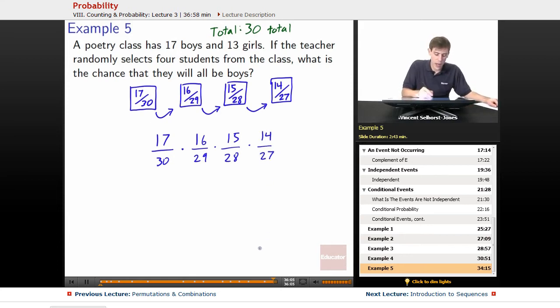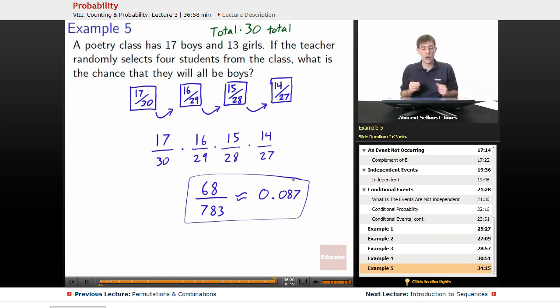We work that out, and that winds up simplifying to the not that simple looking 68 over 783, which comes out approximately to 0.087. So we have a little bit less than a 10% chance, 0.087 chance of managing to pull all boys if we pull 4 students. It drops down pretty quickly. The first boy is a 17 out of 30 chance, but we drop down pretty quickly by the time we're at the fourth boy. It is a less than 1 in 10 chance.